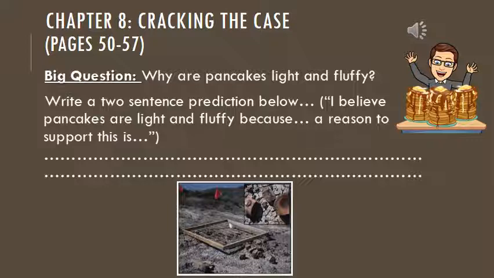So, I believe pancakes are light and fluffy because... A reason to support this is... Give me your belief or your opinion and why you think that. So if you think it's because of a specific ingredient, say that, but then you gotta give me a reason why you think that ingredient might have that effect, or if it's a way that it's cooked and prepared. I'm gonna give you a little bit of time to work on this before we start reading on page 50.